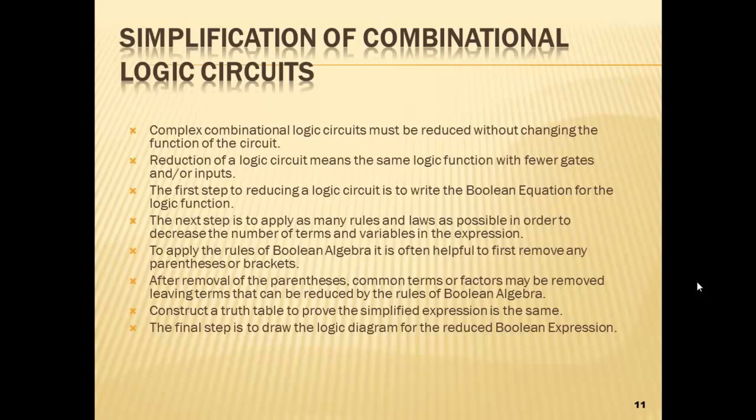The first step's always to write out the Boolean equation, and you have to have that laid out. Next step is apply rules, and then try to simplify it down whatever way you can. Try to remove parentheses and brackets, and then try to find common terms, factoring in and out, and then construct a truth table to prove it. And we'll do some truth tables later on, but right at first we won't.